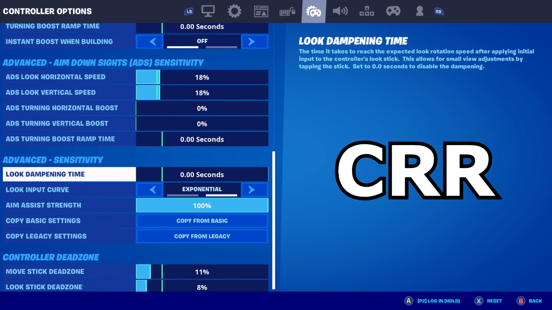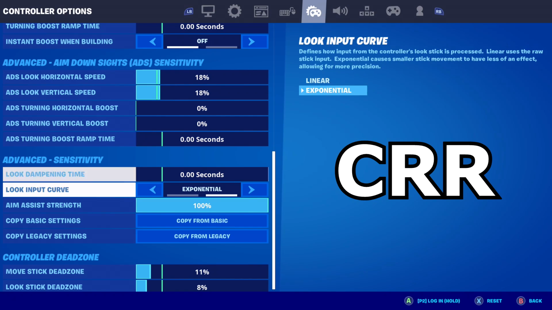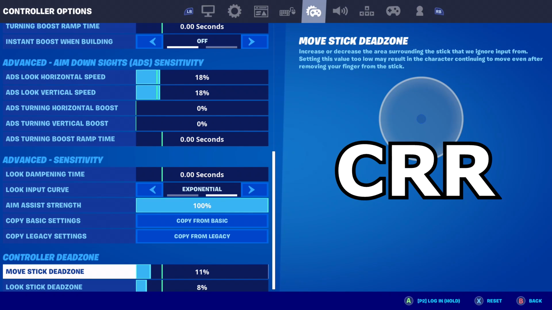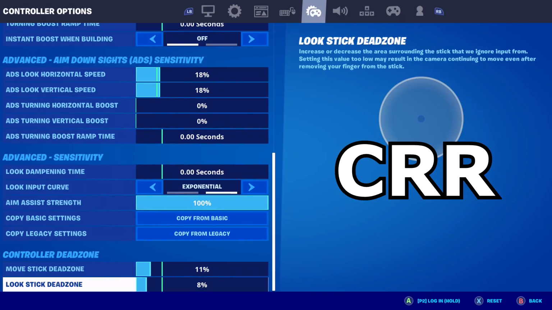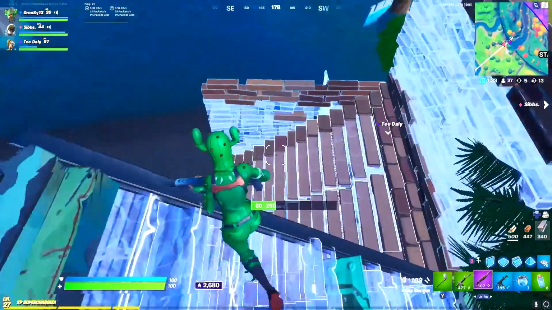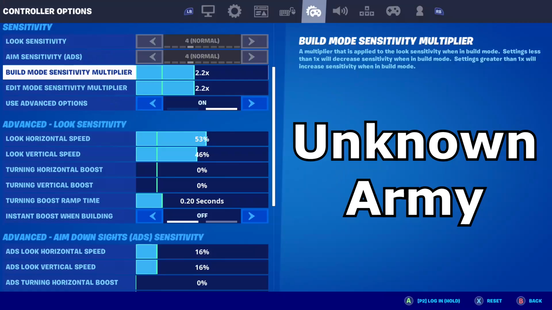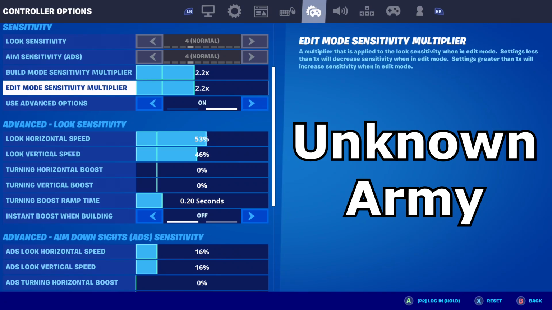In the advanced sensitivity section, he uses 0.00 second look dampening time. And finally, for dead zones, we have 11% for the move stick dead zone and 8% for the look stick dead zone. Exponential player number 2 is Unknown Army. He used a 2.2x multiplier for both his building and editing sensitivity.